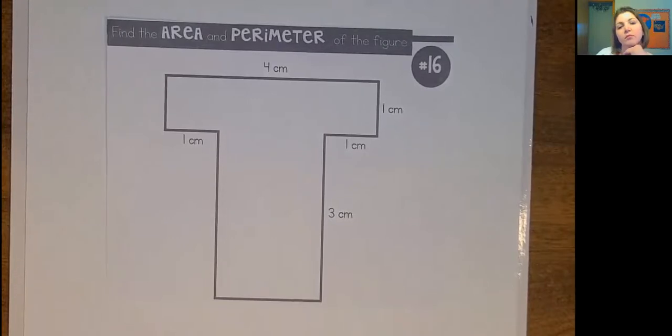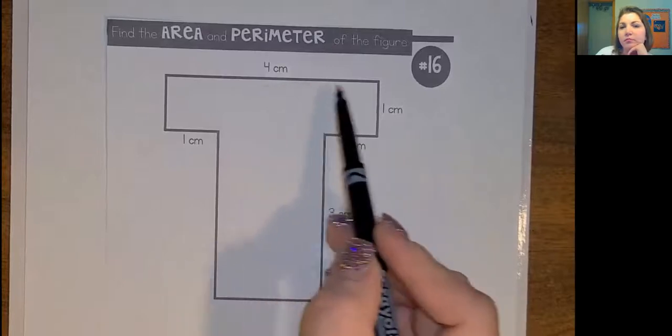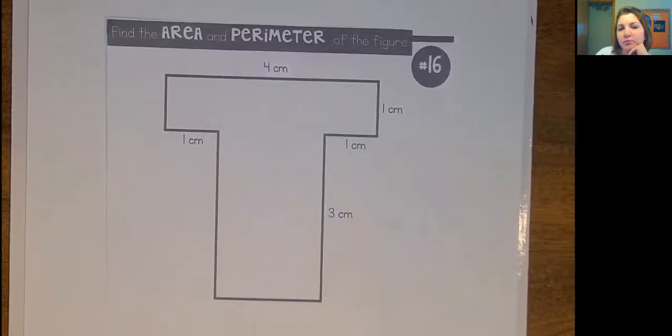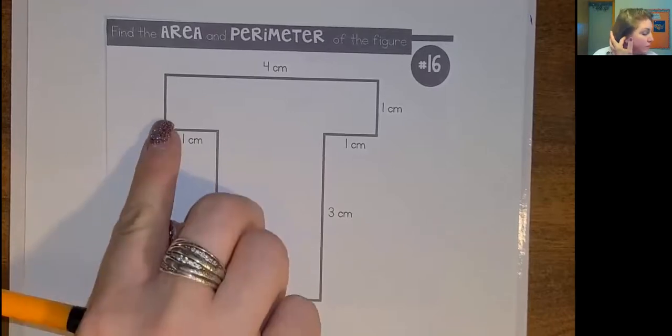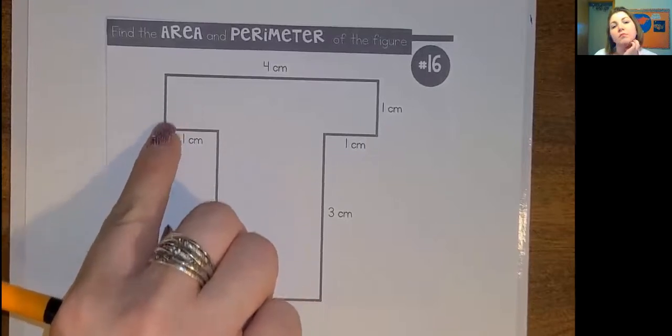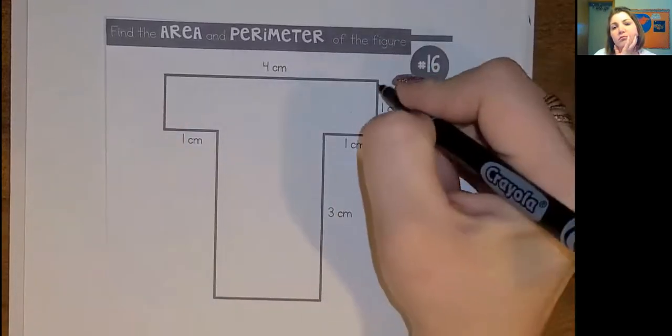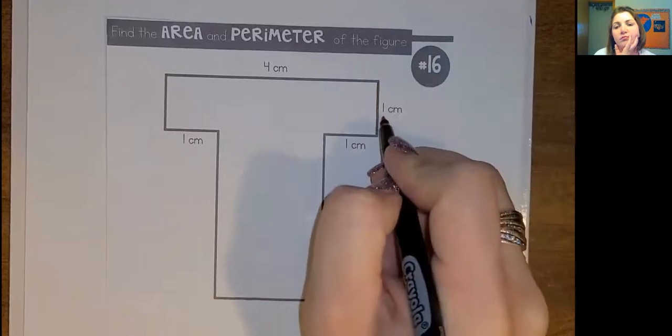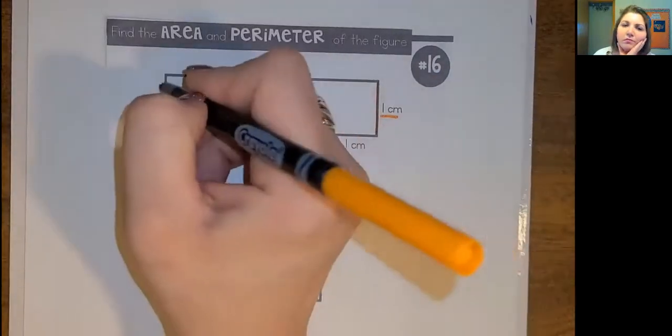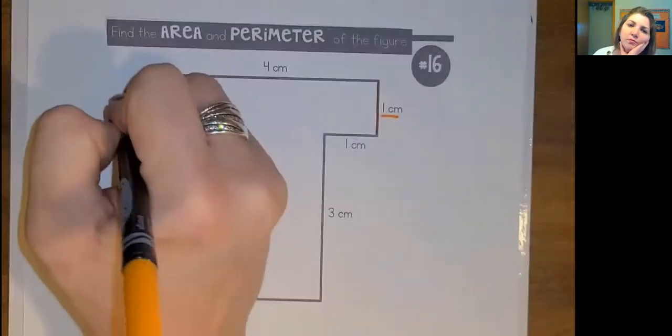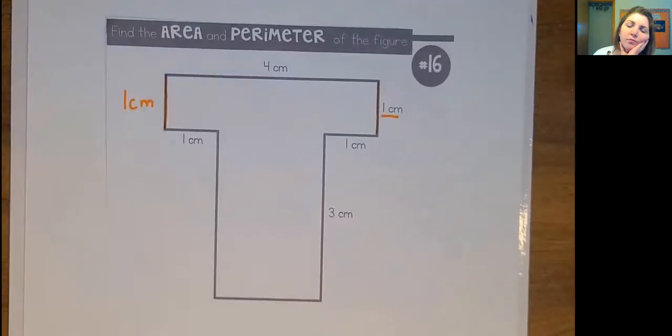I noticed something different about this figure. We have measurements on almost all of the sides, but we're missing several of the measurements. If you notice, I'm missing this side right here. But I know that if this side measures 1 centimeter, this side is also going to measure 1 centimeter.